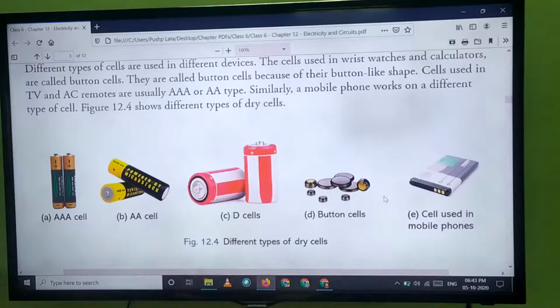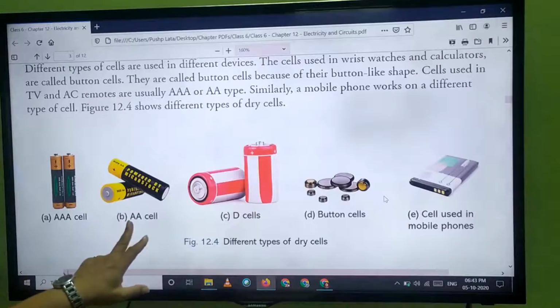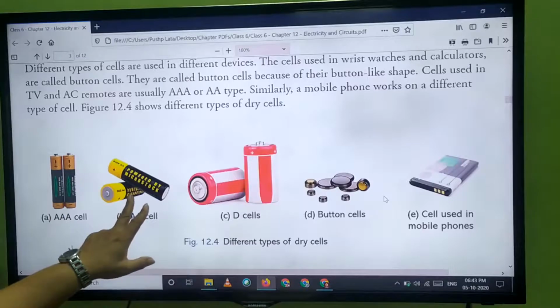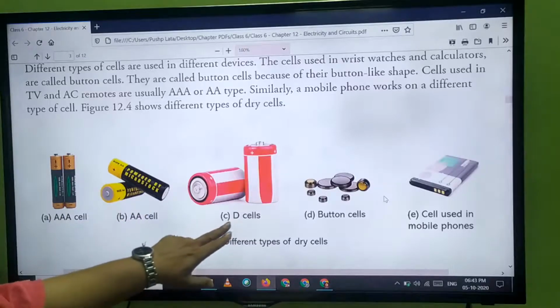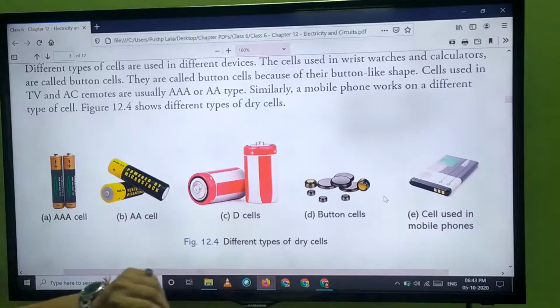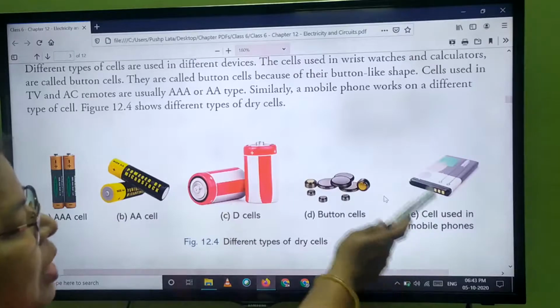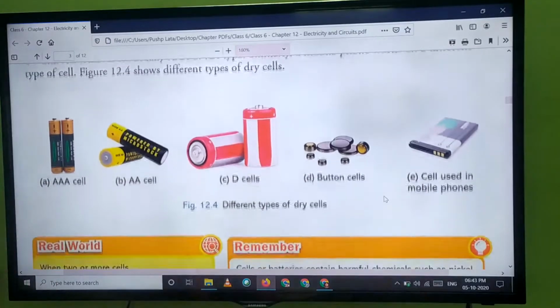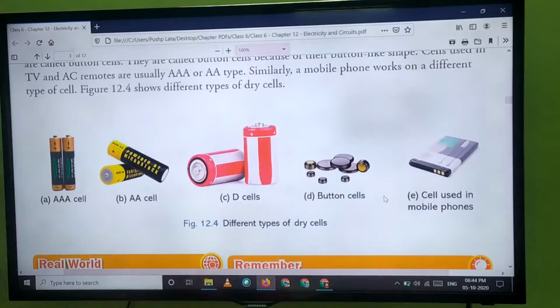Now the cells used in TV remotes and AC remotes, what are they? They are AAA or AA type. They are a little bit thinner, and D cells are a little bit thicker than this. Where do we use D cells? D cells are used in torches or something like this. Then what kind of battery is used in mobile phones? Let us see the diagram. So these are different types of dry cells that are used in our day-to-day life.